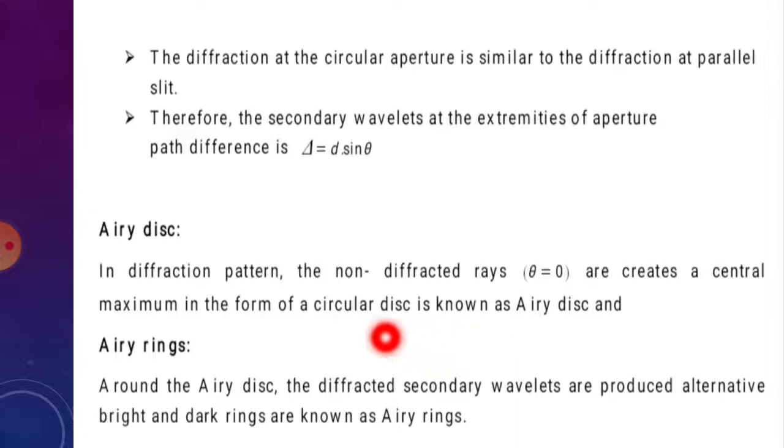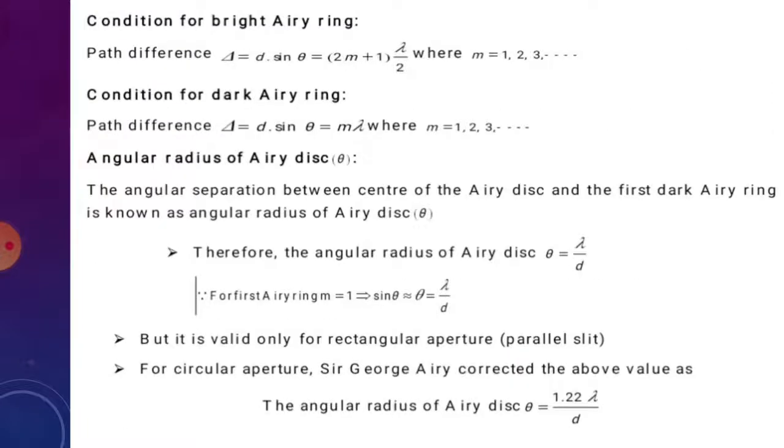That means all the secondary wavelets traveling in a direction inclined at an angle theta with the normal to the aperture meet at a point on the screen. At that point we will observe the alternate bright and dark rings, which are called Airy rings. So the diffraction pattern around the Airy disk consists of alternate bright and dark rings, which are known as Airy rings. Now we will see the conditions for bright and dark rings.